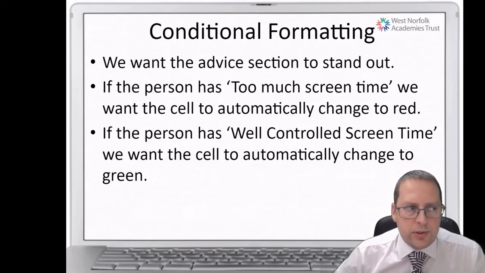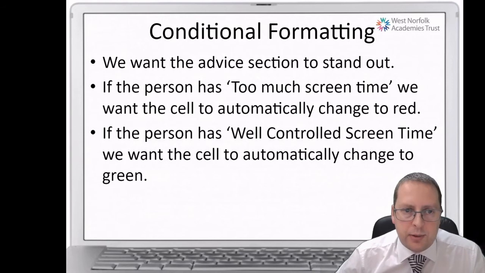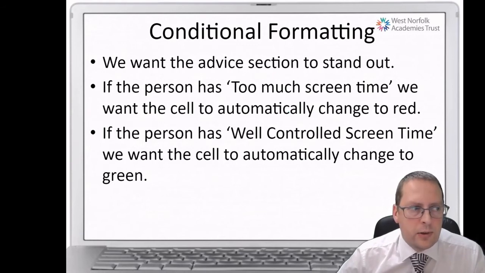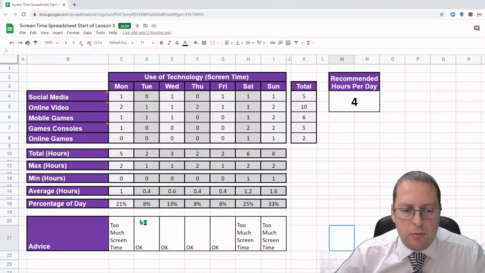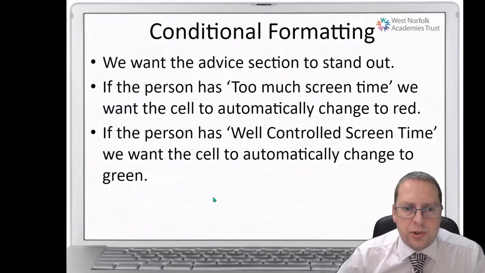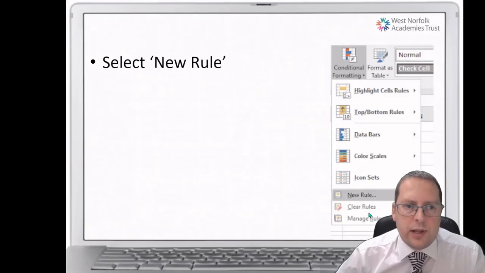So now what we want to do is make our answers stand out a little bit more. So we're going to use a function called Conditional Formatting. So to get our advice to stand out, what we're looking to do is, if it's okay, we can colour this cell green, and if it's not okay, we can colour this cell red. And we're going to get the computer to do this, so if our data changes, our advice section will automatically change. And now I'm just going to show you how we actually do that.